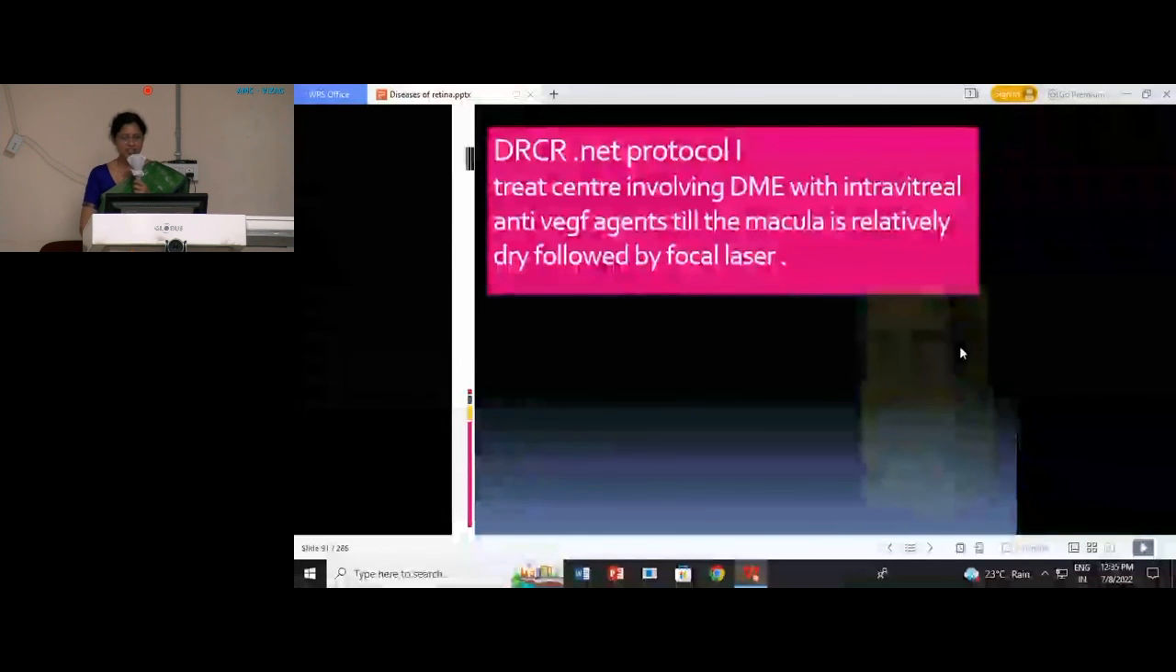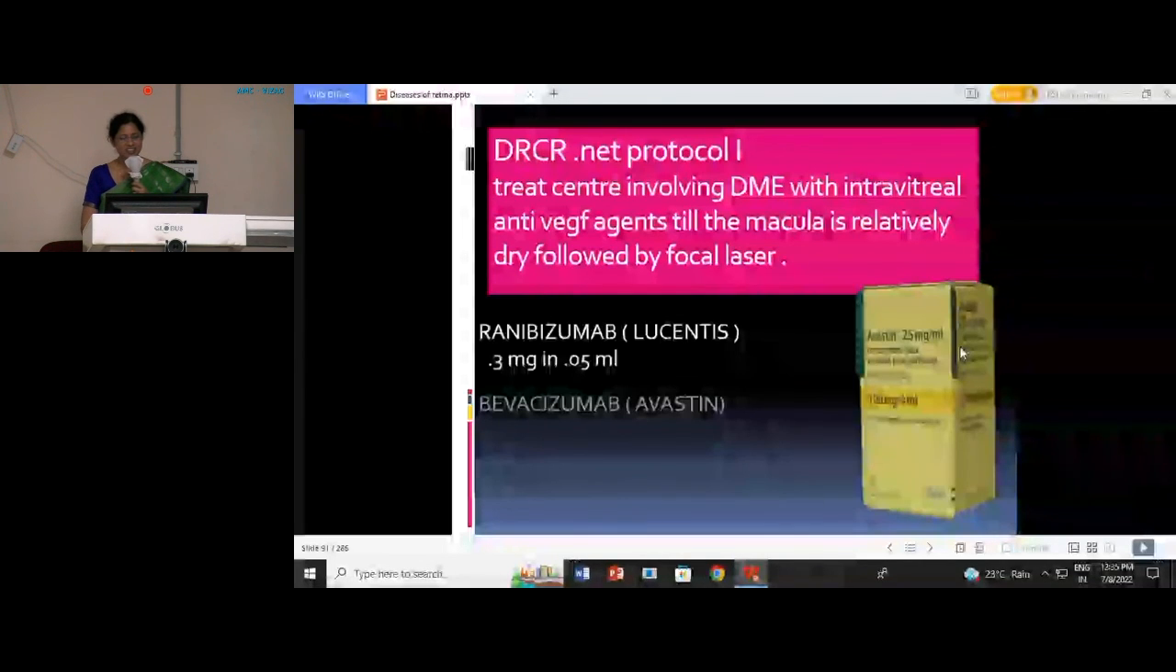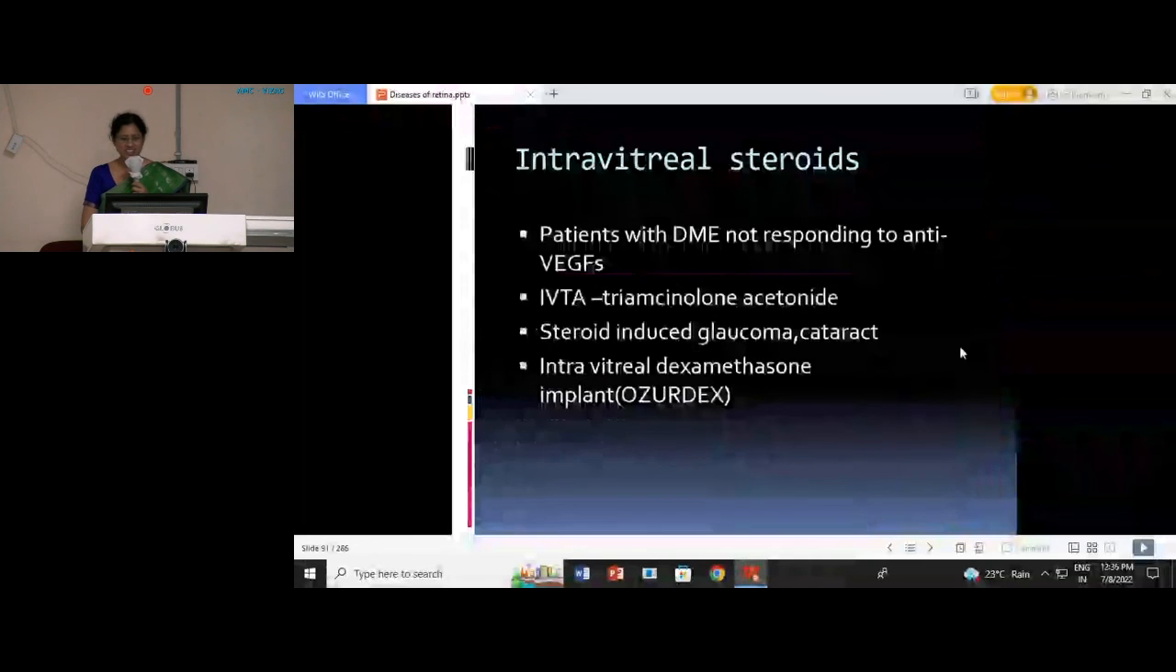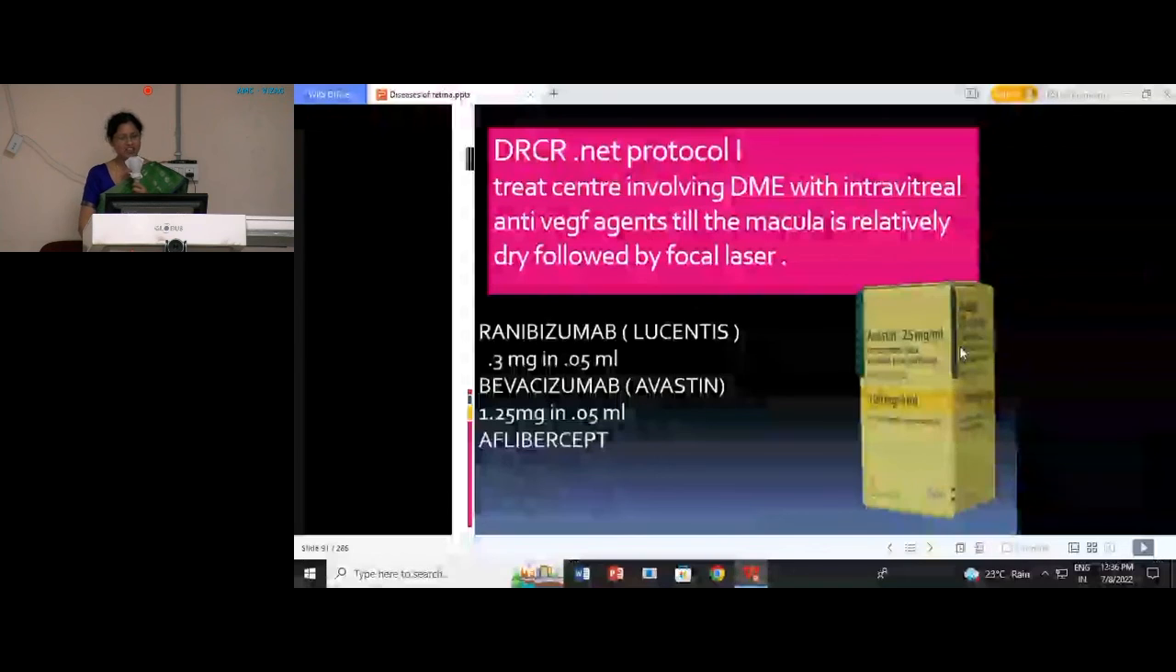So according to the Diabetic Retinopathy Clinical Research Network, drcr.net, there are different protocols. According to protocol I, we need to treat center-involving DME with intravitreal anti-VEGF agents until the macula is relatively dry, followed by focal laser.